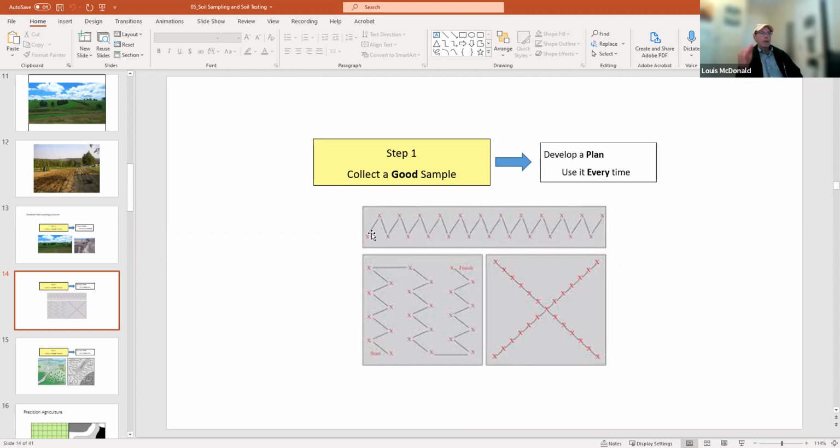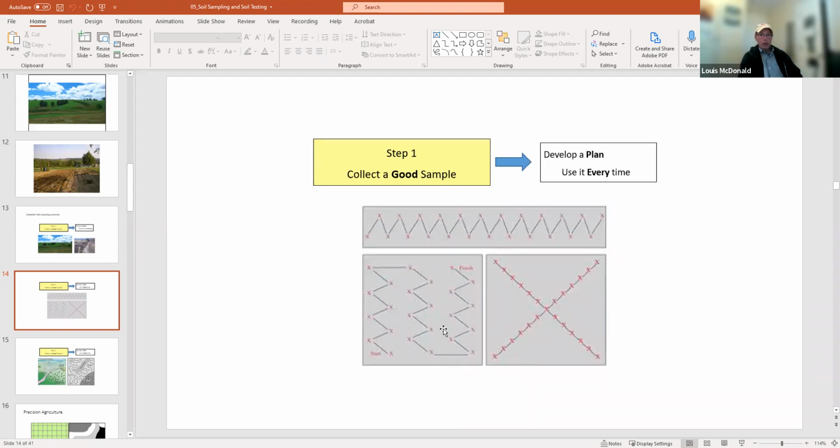And then that becomes your standard operating procedure. And you do that every single time. There's other ways to do it. You can start somewhere and zigzag your way around, and then you finish and then come back. They have these crisscross patterns. As long as you're doing the same thing every year, your data will be comparable year after year after year.